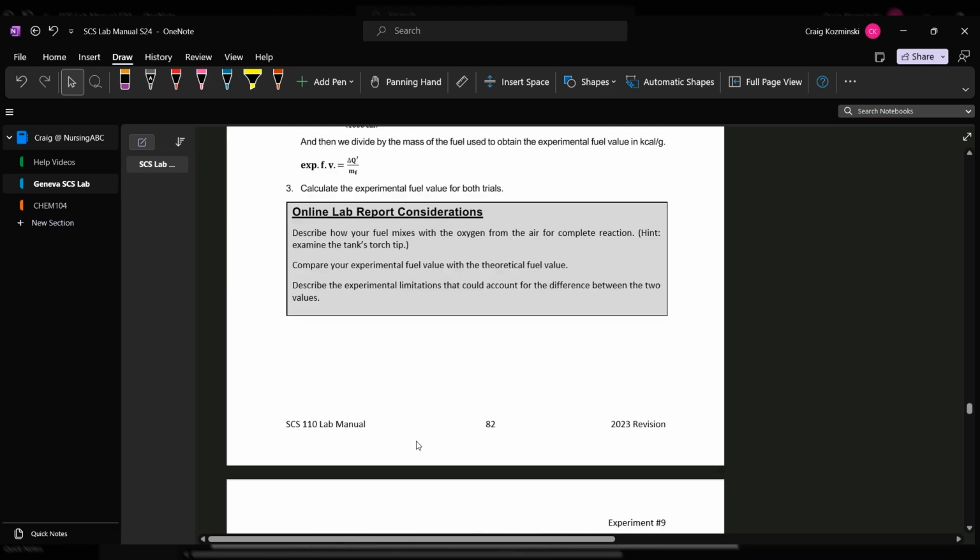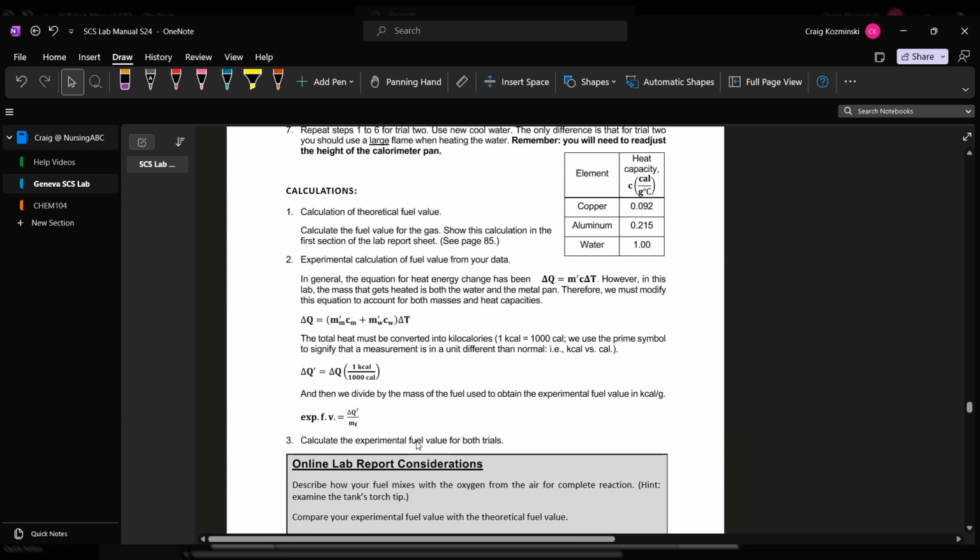To review some of those conversions and calculations, as it's been a moment, the change in heat energy, delta Q, is equal to the mass times the heat capacity times the change in temperature. As we did previously, we are going to be using a slightly modified version of this equation to account for the fact that we are not just heating the water, but we are also heating the pan.